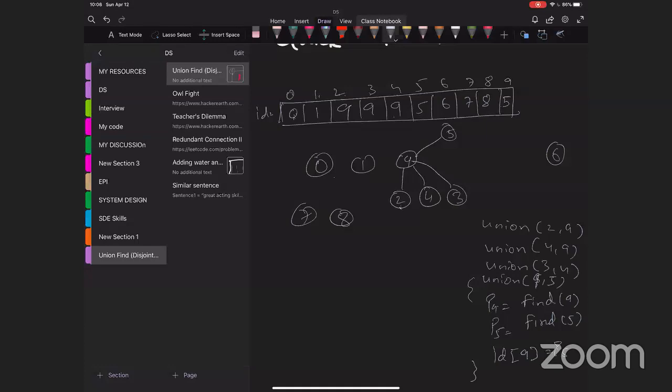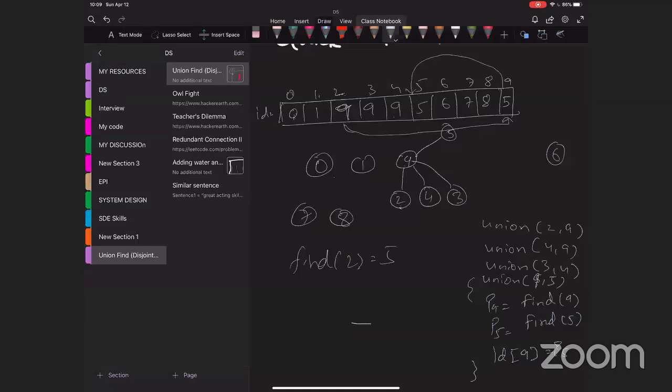At 2, we have stored 9, so that is not the answer. The answer is when the index and value match. In this case, 2 and 9 don't match, so from here we go to 9. And 9 also doesn't match because 9 stores 5. So we go to 5, and 5 and 5 match. So when I ask find of 2, I return 5.